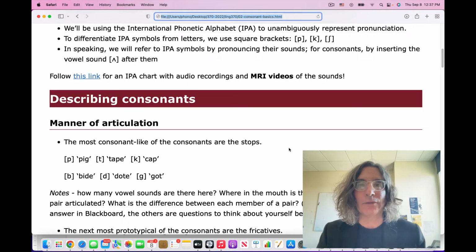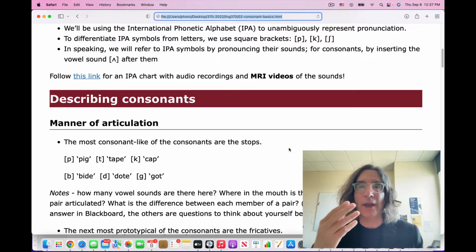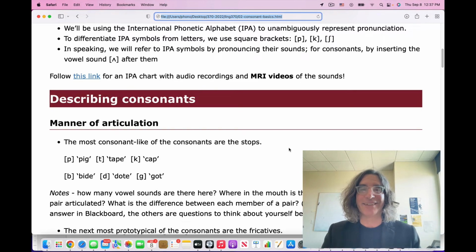In looking at the consonants, we're going to start with what I'm saying are the most prototypical of the consonants, the most consonant-like, and those are the stops. Now, vowels are produced with unimpeded airflow through the vocal tract. So if you say a vowel like ooh, the air is flowing unimpeded. If you pronounce a consonant, however, there's going to be at least some obstruction of the airflow, and the most obstruction is when the airflow is stopped completely, as in the stops.